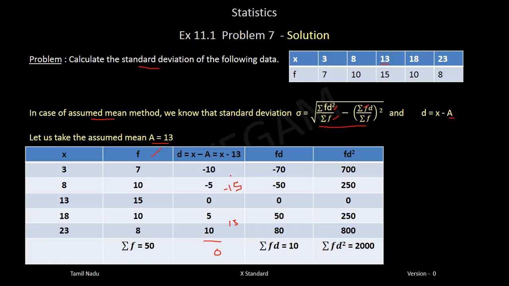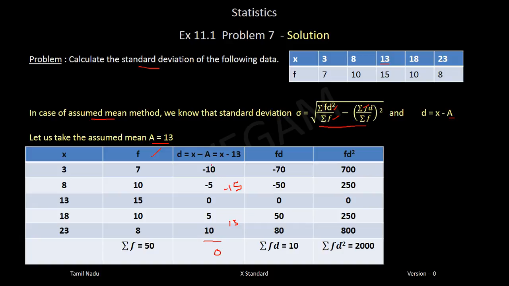Now find fd. fd is this into this. So 7 into minus 10 is minus 70. 10 into minus 5 is minus 50. 15 into 0 is 0. And 10 into 5 is 50. And 8 into 10 is 80. So fd is done.